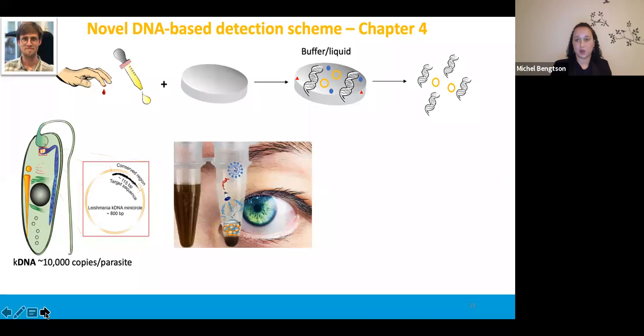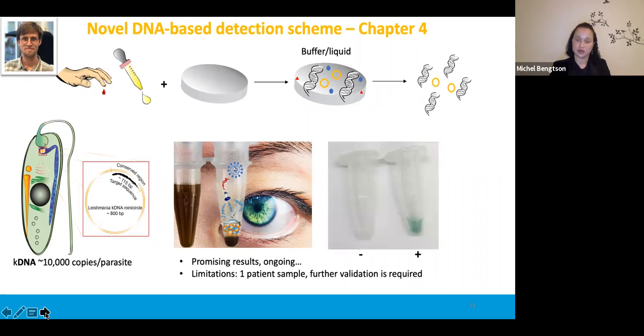The next step in our workflow is to couple this detection to a readout that is visible to the naked eye, because we want an equipment-free diagnostic test. And we were able to get some very promising results. You can see a very clear readout. There's a clear difference between a sample with or without the parasitic DNA. And although there are limitations, for example, we only tested one patient sample, further validation is required, but the results are very promising.